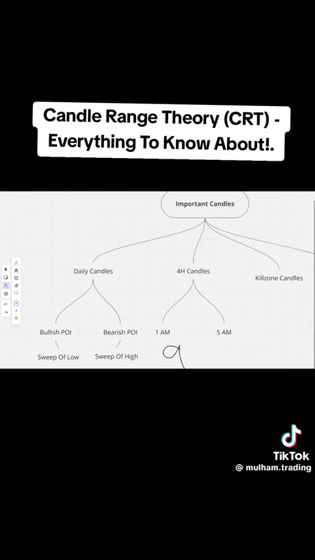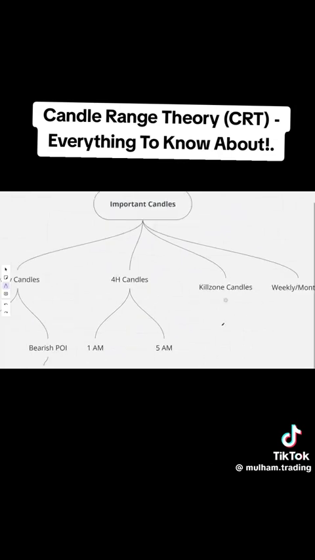You could also trade the 9 a.m. candle if you are in indices, right? Now, you could also trade what? Kill zone candles. So in the lower time frame, if you have, let's say, a 15-minute candle, you could trade that one as long as it is in kill zone, but also it needs to be in a POI. So remember that, POI and in a kill zone. So all of the rules that we mentioned for the daily apply for the 4-hour and the kill zone candles on the lower time frame.